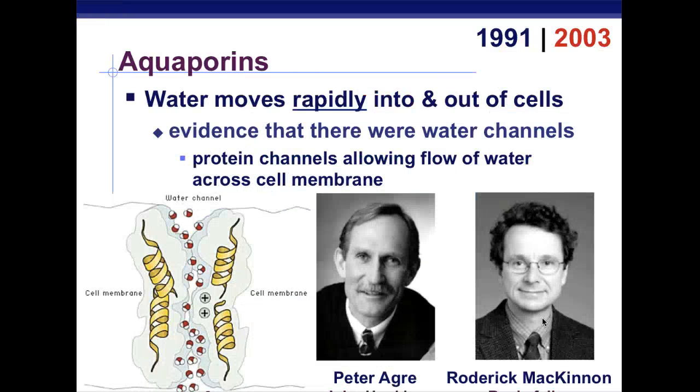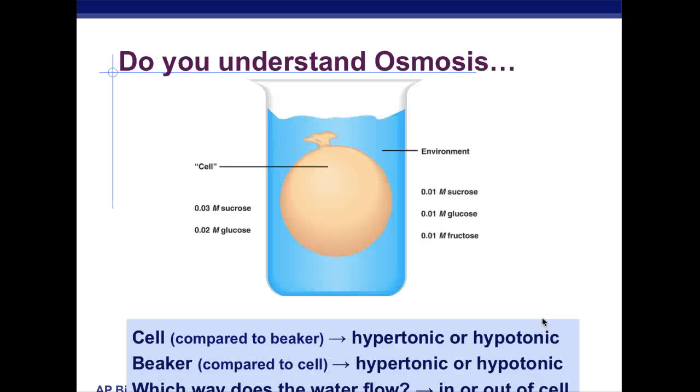So osmosis is not the only thing that explains the movement of water into and out of cells. Published in 1991 was the discovery of what are called aquaporins. So these gentlemen here, Peter Agre and Roderick MacKinnon, discovered that there were more things moving water into and out of cells than just plain osmosis. These are structures, protein channels called aquaporins, that actually allow for a cell to rapidly move water into and out of cells to create balance within the cell.